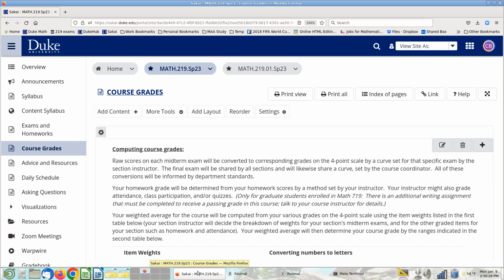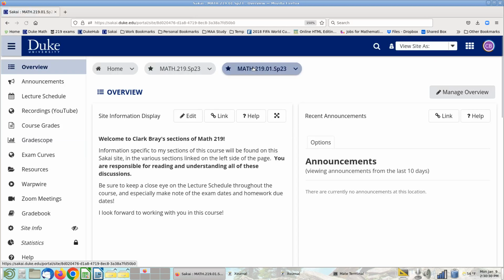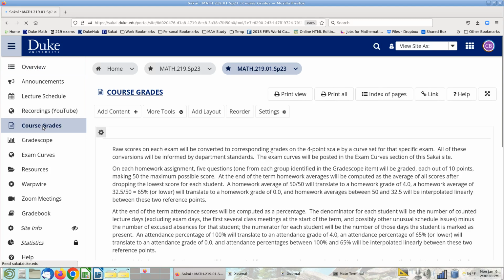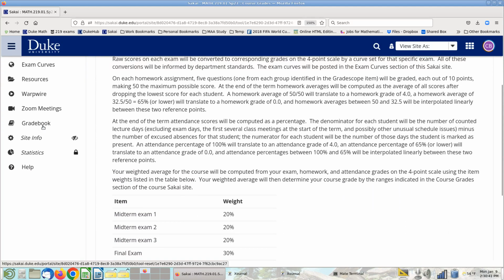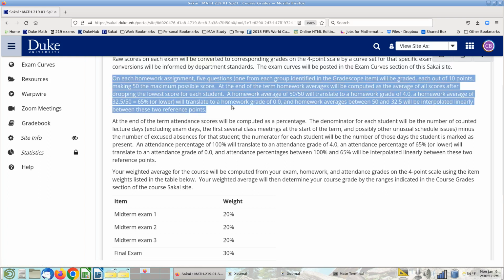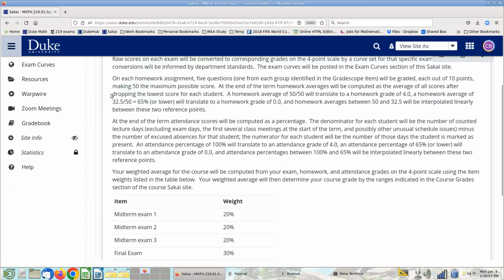I'm going to move over now to my sections Sakai site. Again, different site, my sections only. You'll notice that there is another section called course grades. Here I include the specific additional details for just my section. In particular, notice there's a paragraph here talking about how homework is going to be graded. And it's a formula. Y'all can read the formula. I will point out that I drop the lowest homework score for each student. That's intended as a way to give a certain amount of flexibility to students.